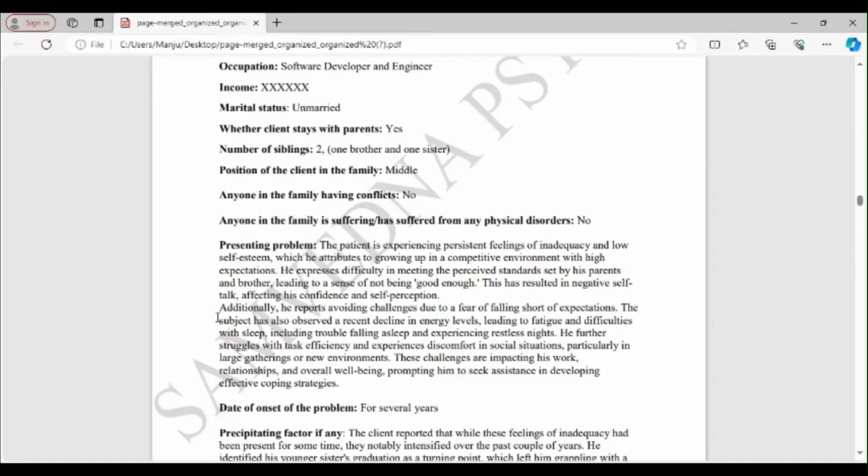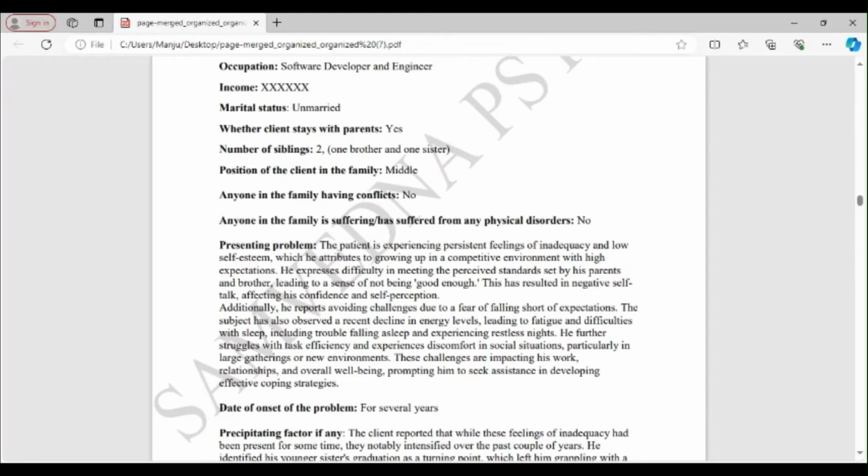The subject has also observed a recent decline in energy levels, leading to fatigue and difficulties with sleep, including trouble falling asleep and experiencing restless nights. He struggles with task efficiency and experiences discomfort in social situations, particularly in large gatherings or new environments. These challenges are impacting his work, relationships, and overall well being, prompting him to seek assistance in developing effective coping strategies. Date of onset of the problem, it has been for several years.